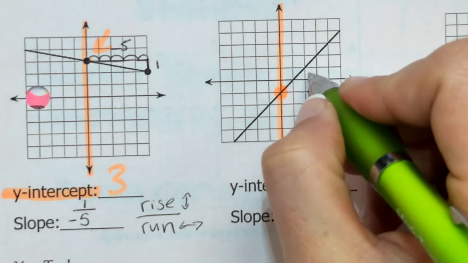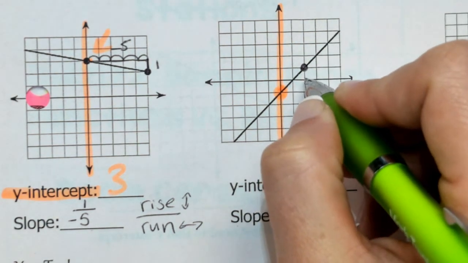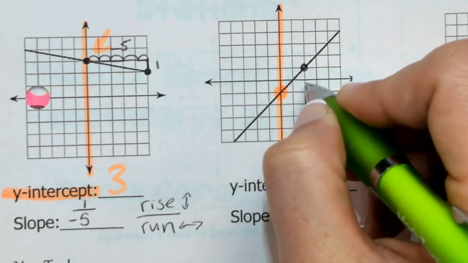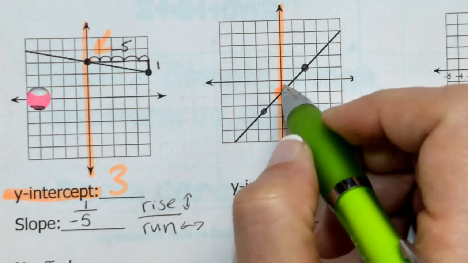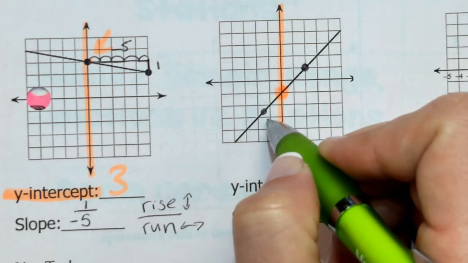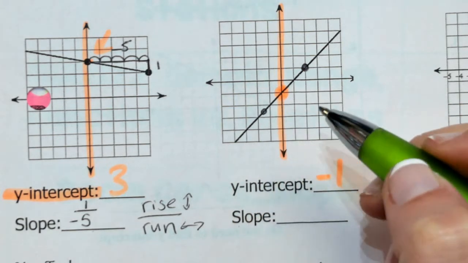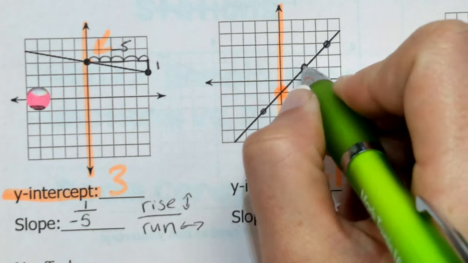This next one, we have to pick 2 points. This is a nice point because I could say that point is exactly 2, 1. This is not a nice point. That point is like -1.5, -2.5-ish. I don't really know. It's in the middle of a space. Not a good point. Pick another nice point.